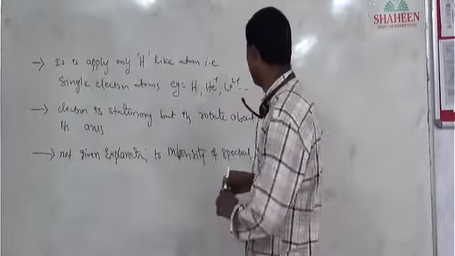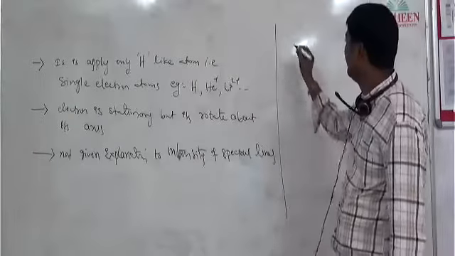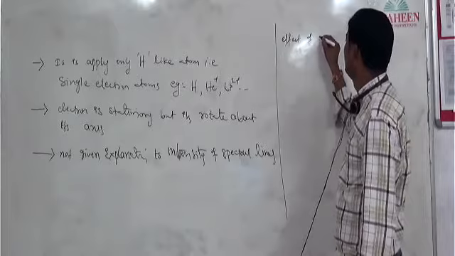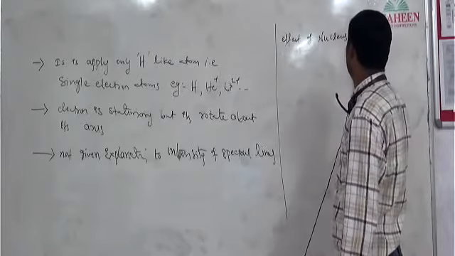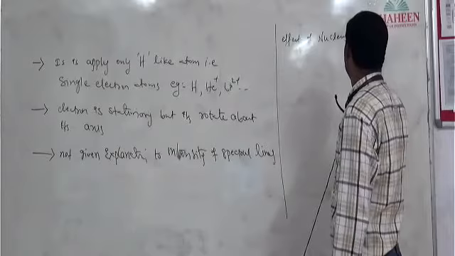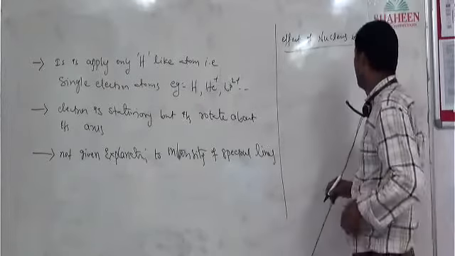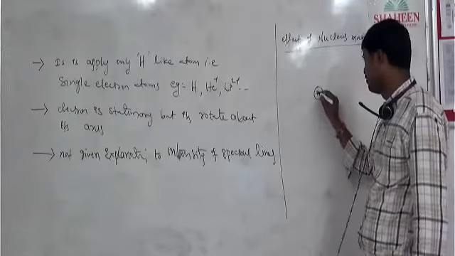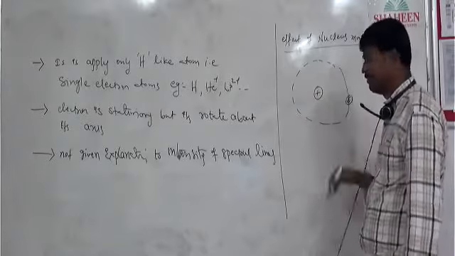So based on that, there is a slight difference or effect of nucleus mass. Effect of nucleus mass. So what is nucleus mass? Basically, this is a positive charge nucleus, and around it the electron is revolving in a particular orbit.